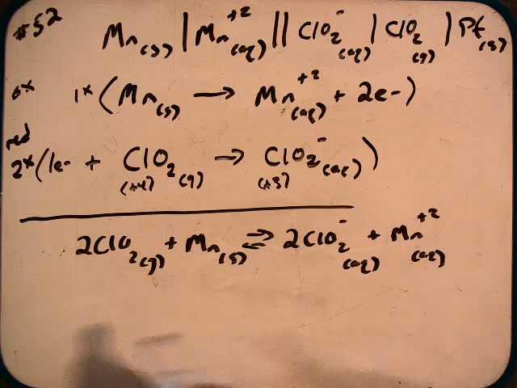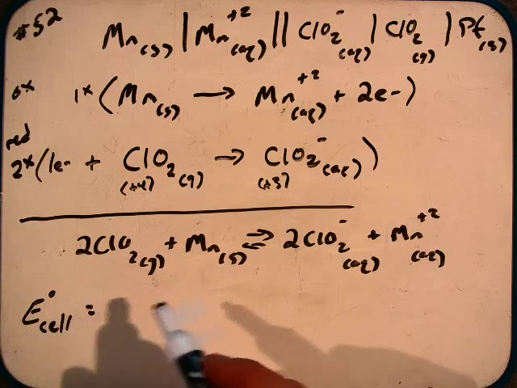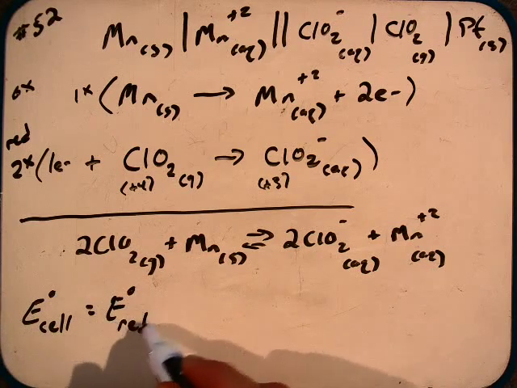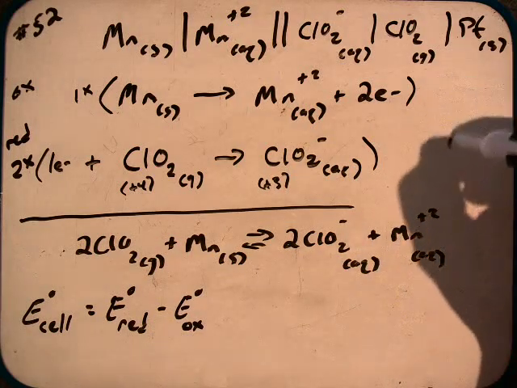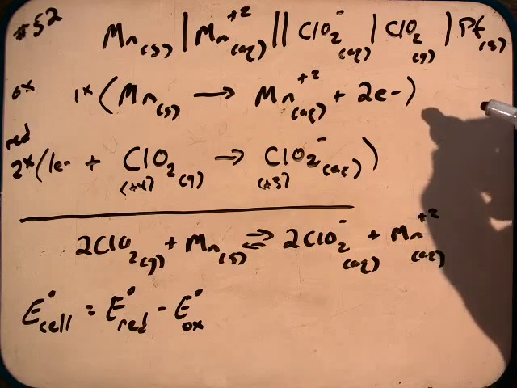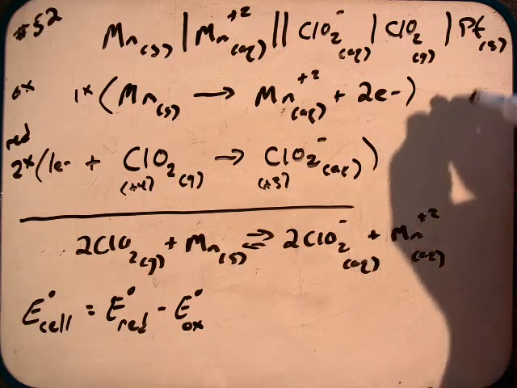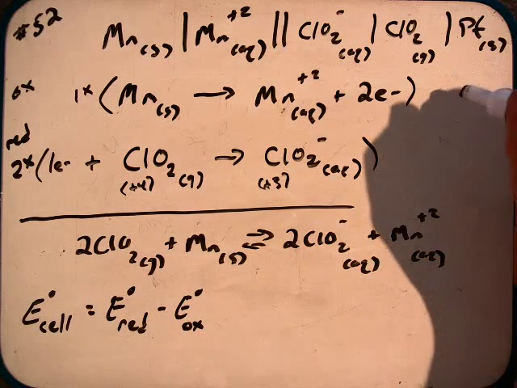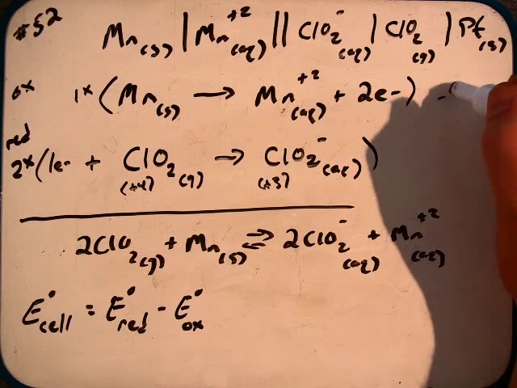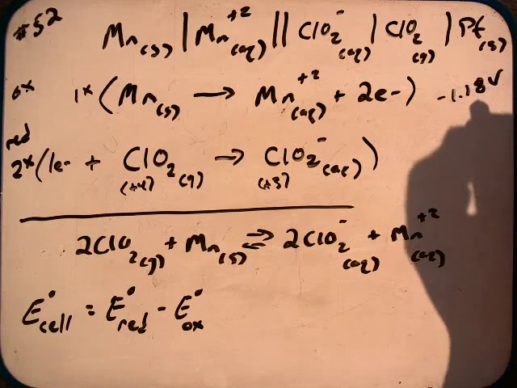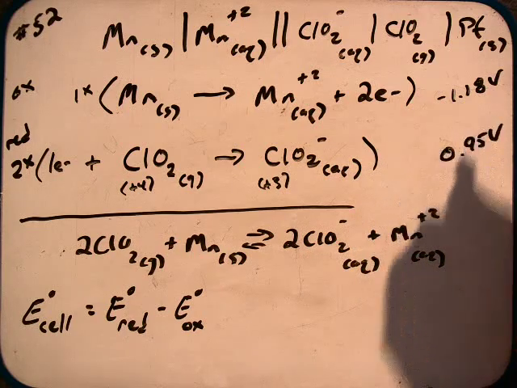The next part is actually asking us to solve for the cell potential. And remember, that cell potential is going to be equal to the potential for the reduction minus the potential for oxidation. So we need to look up these two reactions. We are not going to multiply them. We already did that for the balance process. We're just going to go to the table and look these values up. For our oxidation, we get a value of 1.18 volts for its reduction potential, and for the reduction we get 0.95 volts.